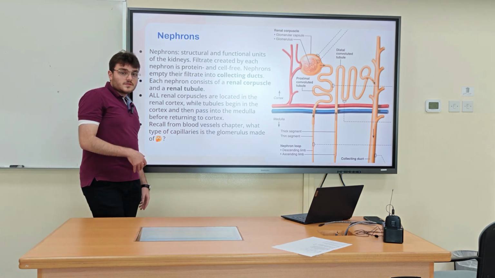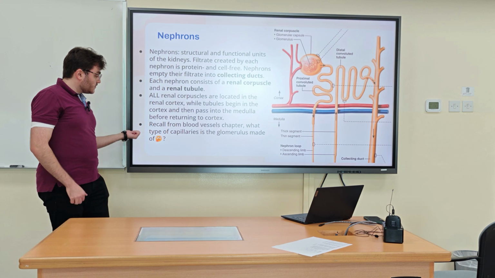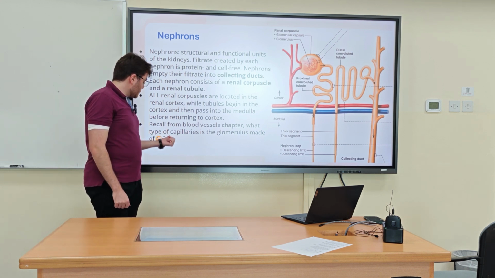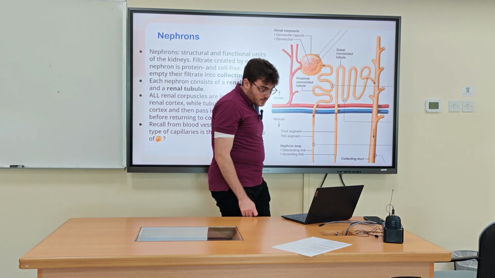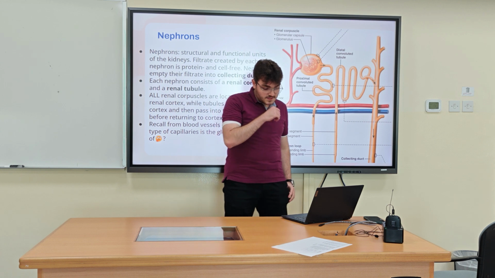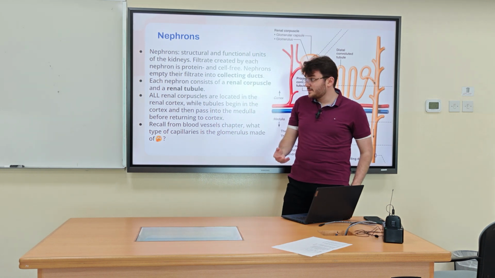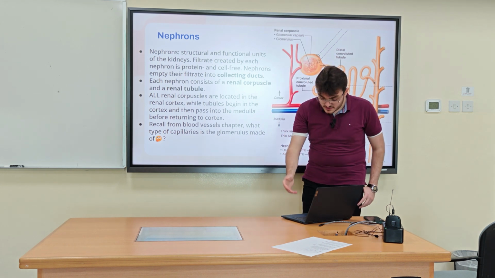Okay, so another thing to recall from the blood vessels chapter. What type of capillaries is the glomerulus made of? The glomerular capillaries are fenestrated capillaries. This is to help with filtration.